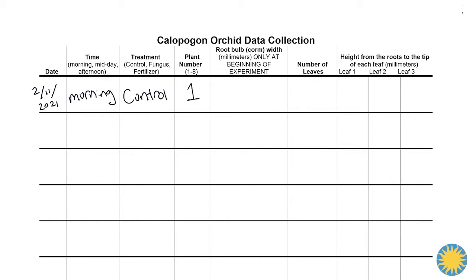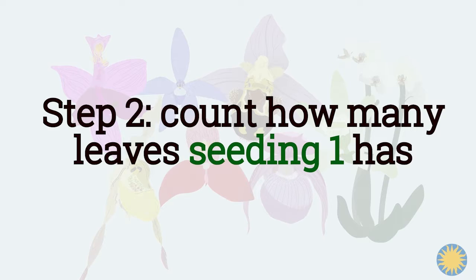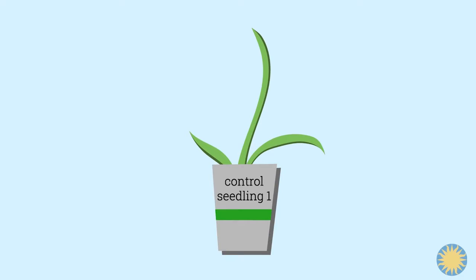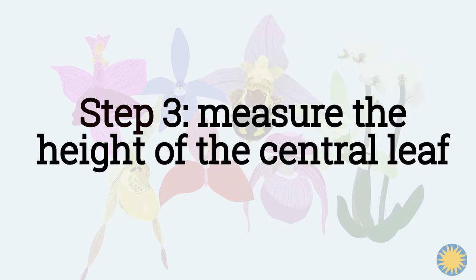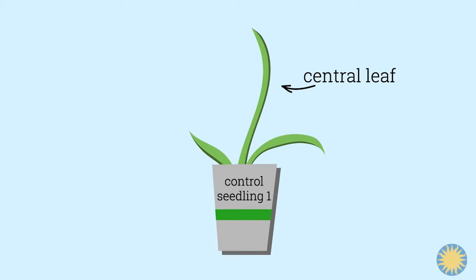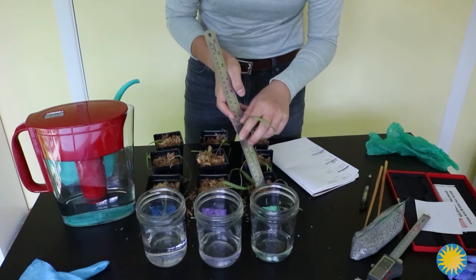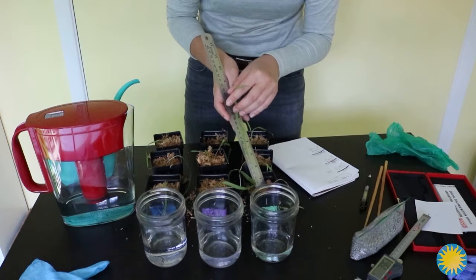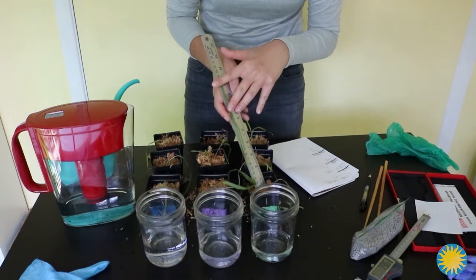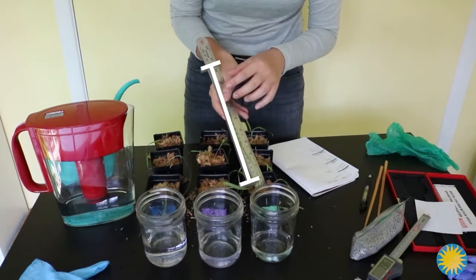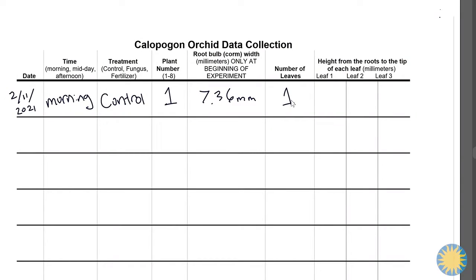the data collection sheet. Step 2 is to count how many leaves seedling 1 has and record it on your data collection sheet. Step 3 is to measure the height of the central leaf. To do this, place the ruler where the roots and the stem meet, gently straighten out the orchid leaf against the ruler, and record the number where the tip of the leaf meets the ruler. Remember to measure in centimeters and record that number on the data collection sheet.